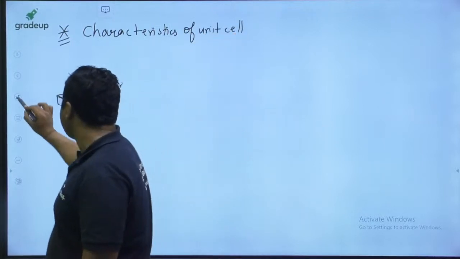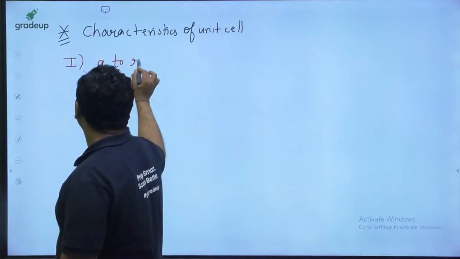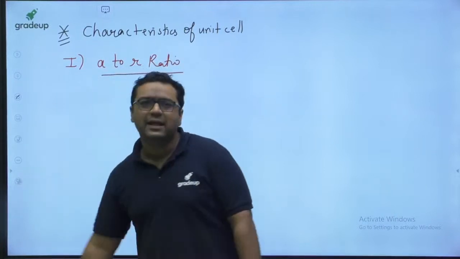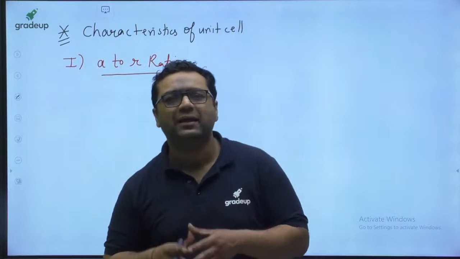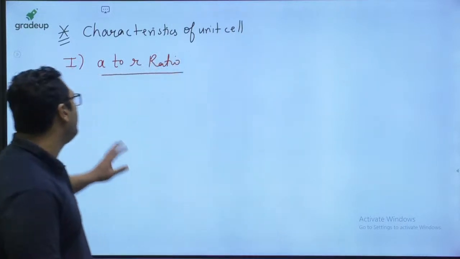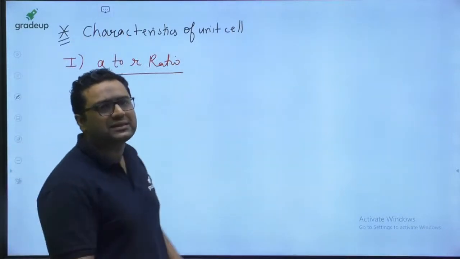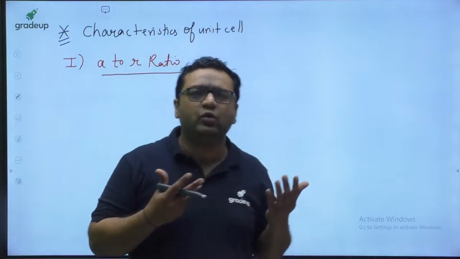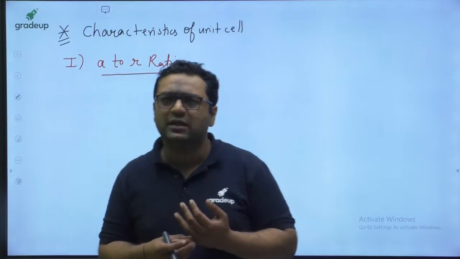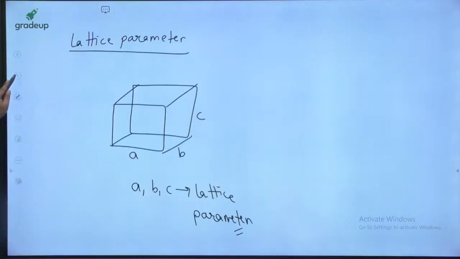And my dear, the first characteristic we are going to see is the A to R ratio. Here A is the lattice parameter, and R is the atomic radius. So, my dear, first of all, we are going to make a relation between these two things, and for that we need to discuss different geometries. Like we need to consider simple cubic, we need to consider face centered, we need to consider body centered, we need to consider hexagonal. So my dear, we are going to see one by one.